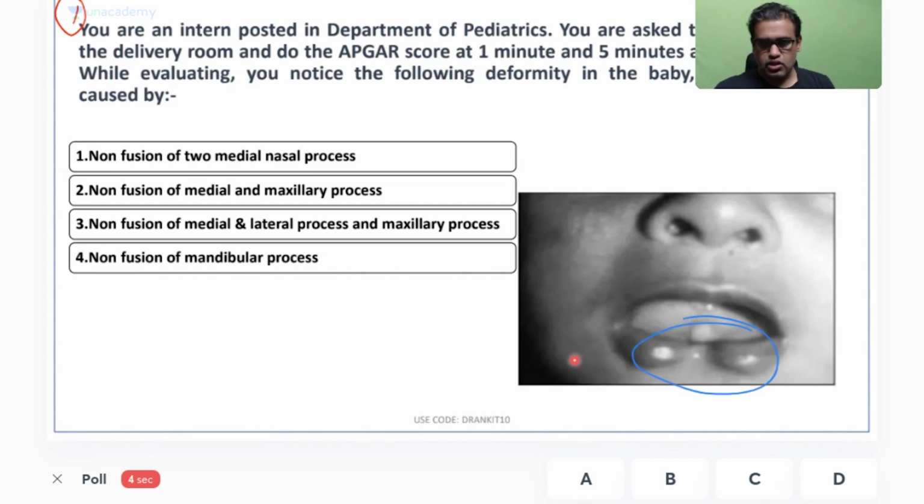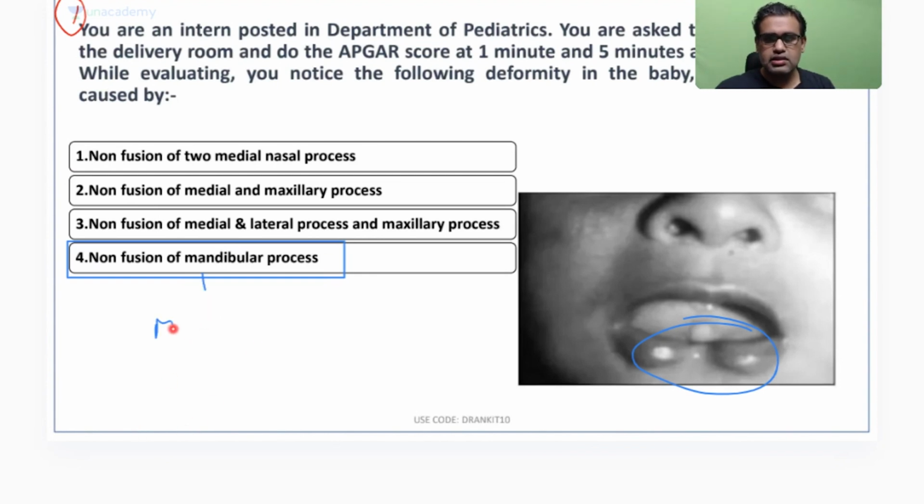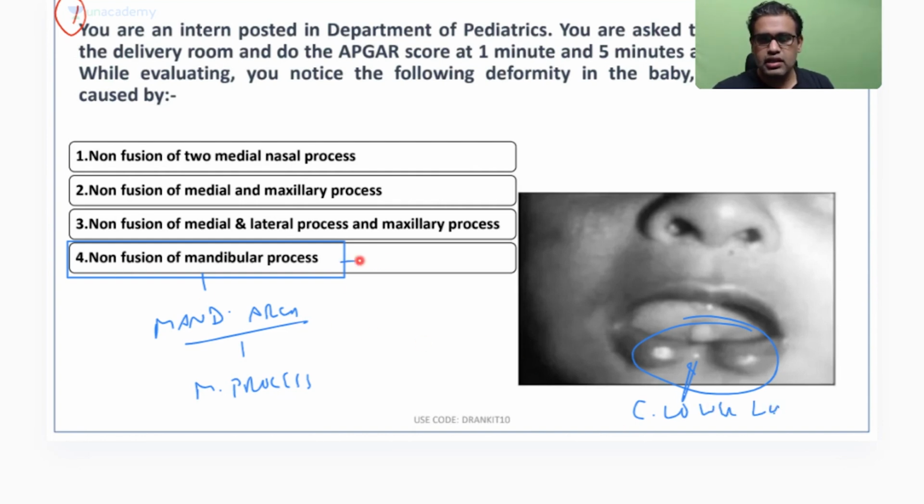The lower lip. You should know how it is formed during embryology. The lower lip and the mandible are formed by the mandibular arch. The mandibular arch gives rise to the mandibular process. Both sides' mandibular processes come and fuse. If they don't fuse, you get this deformity, cleft lower lip. Hence the answer is option D: non-fusion of the mandibular process.